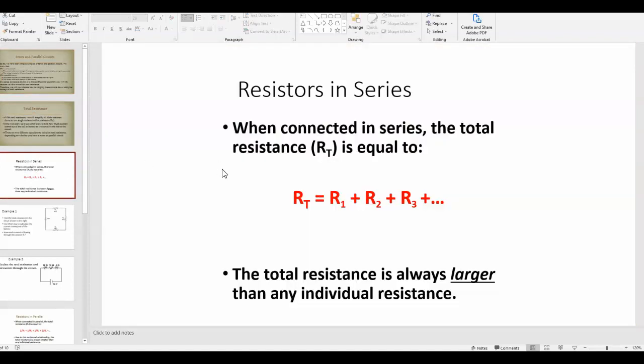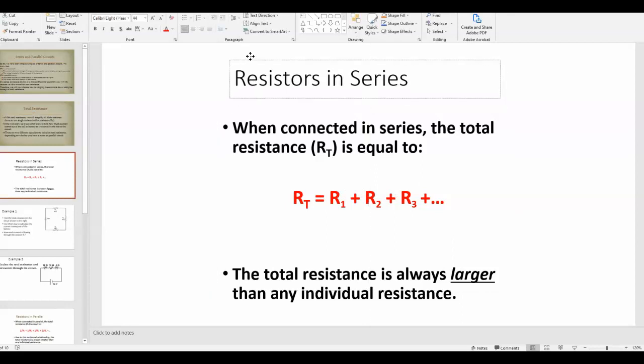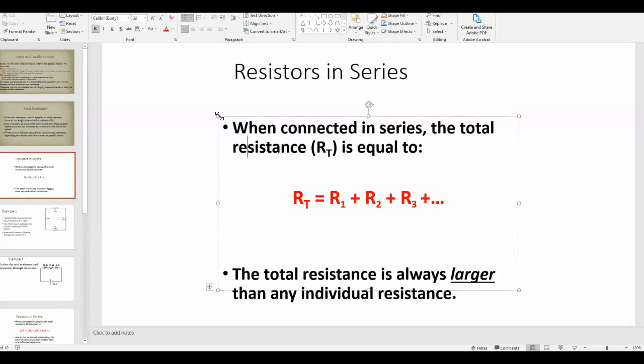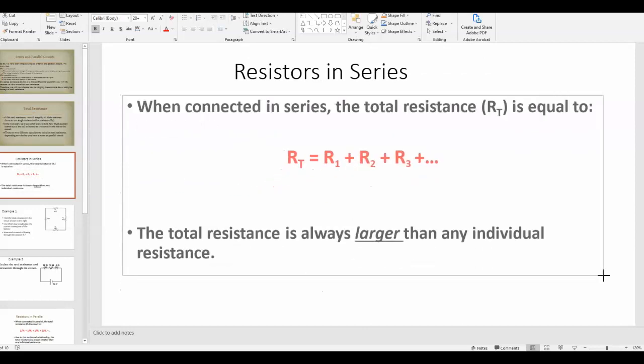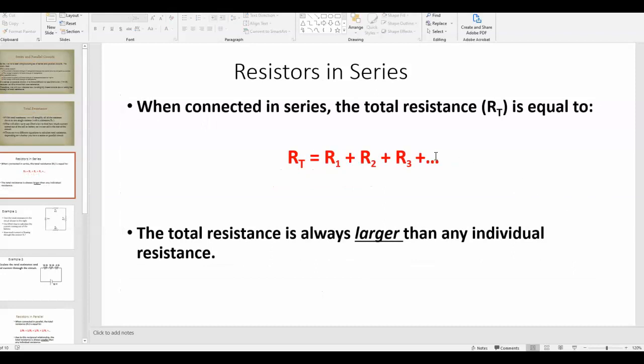Now there's equations to calculate total resistance, but the equations are different for series and parallel. And so you need to make sure that you're using the correct equation when you're doing these problems. And so obviously the first step is to know, is this series or parallel? And then once you recognize that, figure out which equation should I be using to do this calculation. Okay, so we're going to start by finding the total resistance of components that are in series.